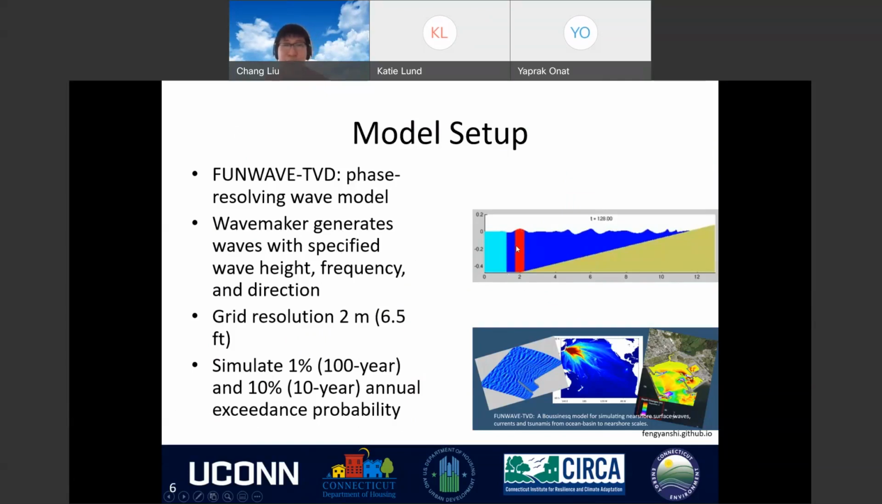So the wave is generated at the wave maker with specified wave height, frequency, and wave direction to generate waves in the model domain. And for our work, we use a grid resolution of 2 meters, approximately 6.5 feet, which is fairly small. And we're going to use the model to simulate 1% and 10% AEP scenarios.